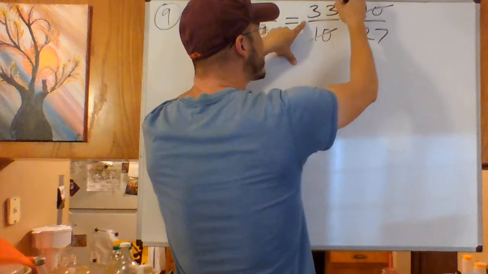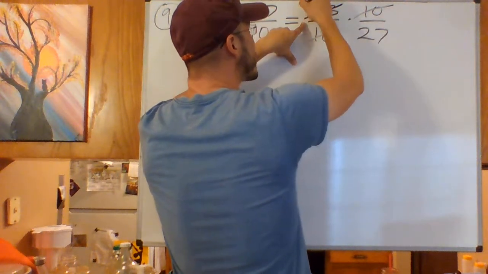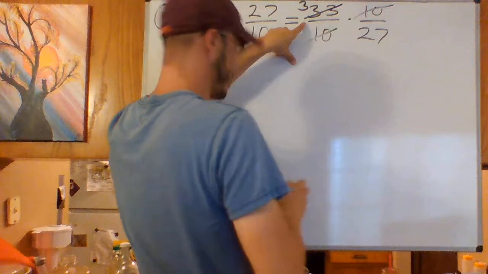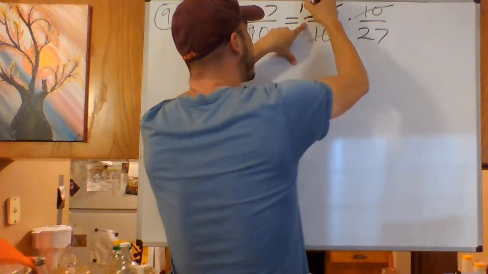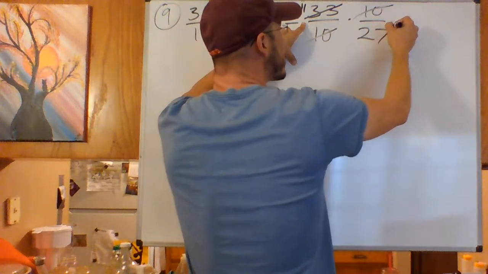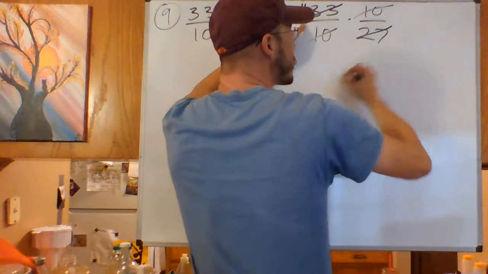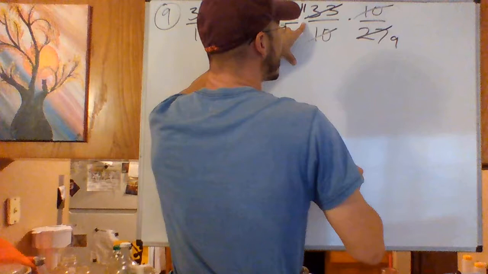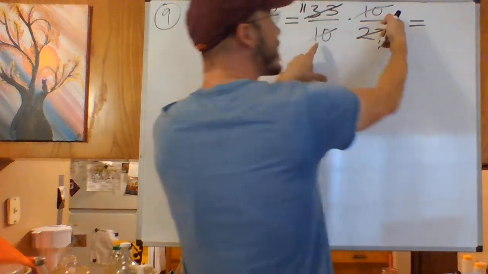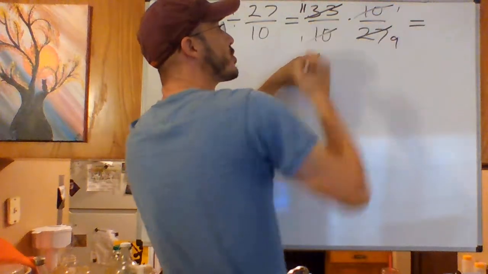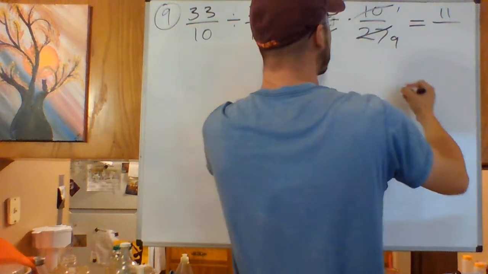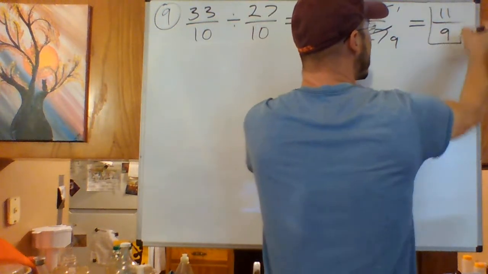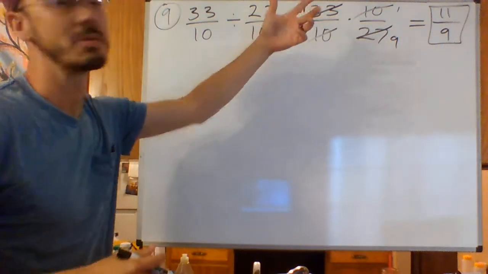33 is 11 times 3, so if I cancel the 3, it leaves an 11. And 27 is 9 times 3, so if I cancel the 3, it leaves a 9. And what's left here, remember the 10s are factors of 1, if you want to write that. But all that's left upstairs is 11, and all that's left downstairs is 9. 11 times 1 and 9 times 1.